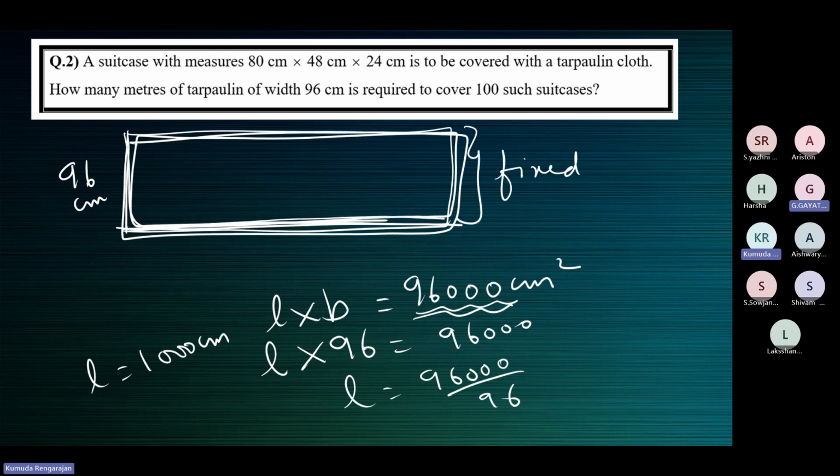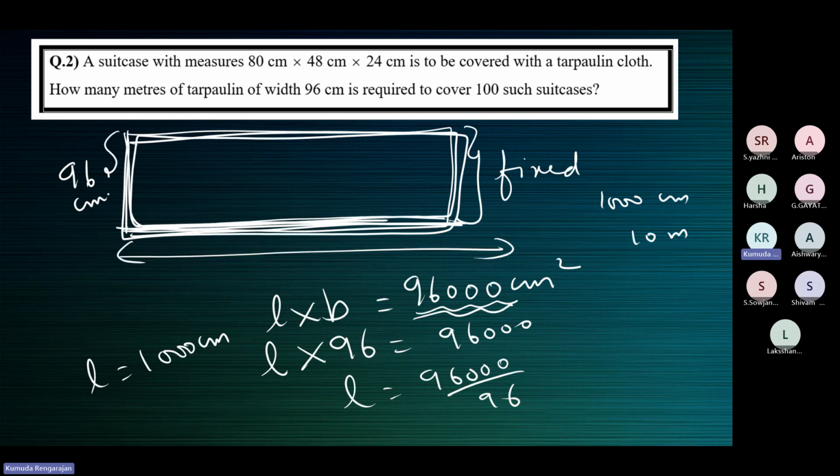1 meter is 100 centimeters, right? So 1000 centimeters means 10 meters. So you need 10 meters of fabric. You must tell the shopkeeper to measure 10 meters of fabric. If you buy 10 meters of fabric, that length into this breadth will give you this area, which will be sufficient to cover all the 100 suitcases.